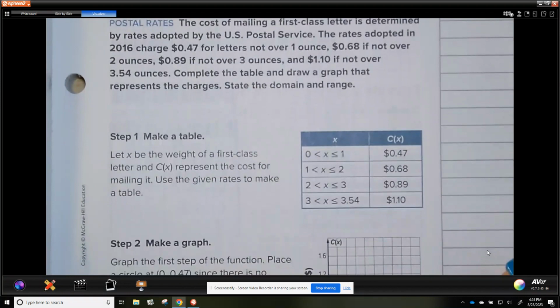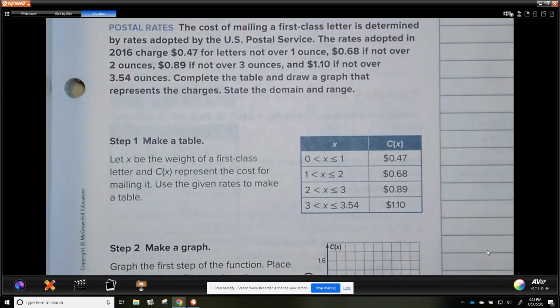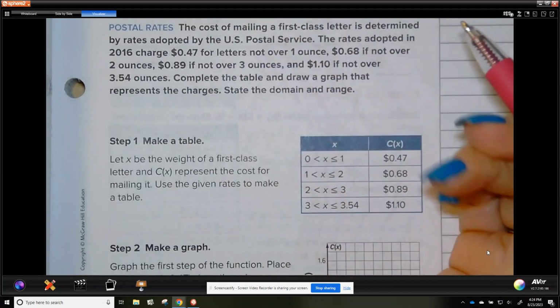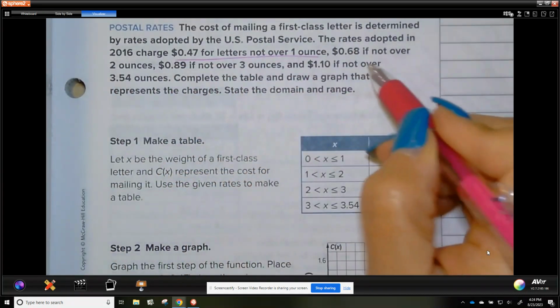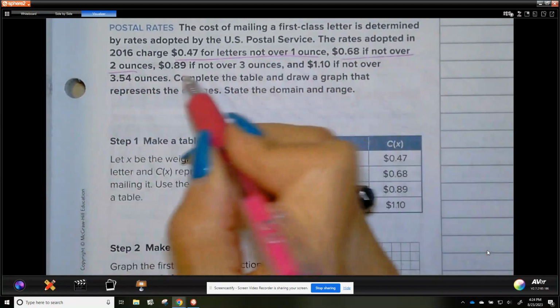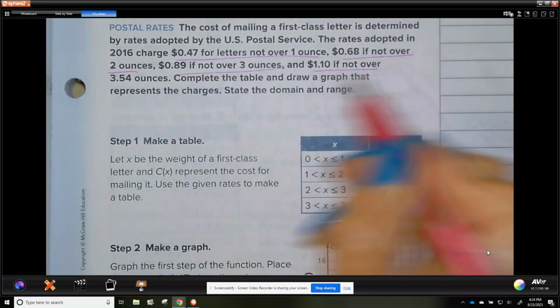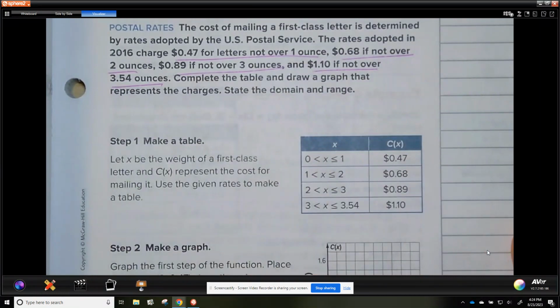Okay, postal rates. The cost of mailing a letter was 47 cents, not over an ounce. Oh, this is 2016. I thought our book was newer. 68 cents, not over 2 ounces. 89 cents, not over 3, and $1.10 up to 3.54 ounces.